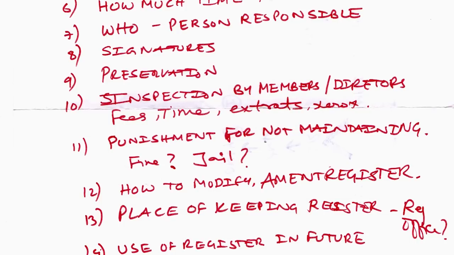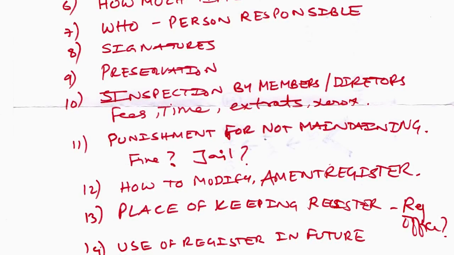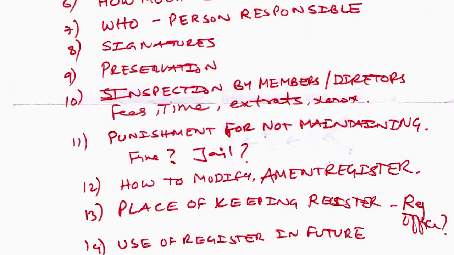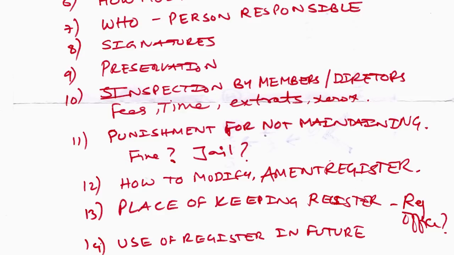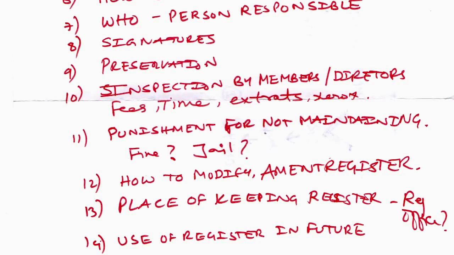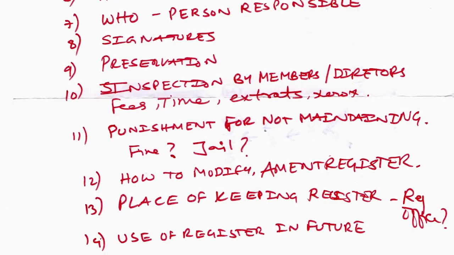Then we will come to 13th point, place of keeping the register. Usually almost every register is kept in the registered office of the company. However, some registers can be kept outside. If yes, how they can keep it, why they can keep it, what is the procedure to keep it, you should know very well. That is the 13th point.